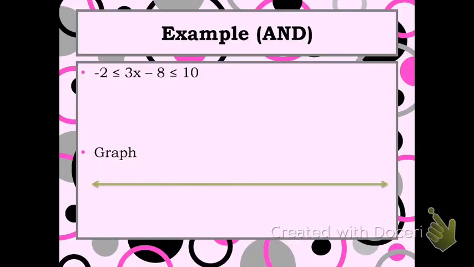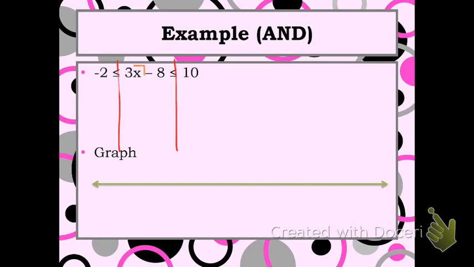Next, we're going to practice solving some compound inequalities so that we can graph them. First, we have negative 2 is less than or equal to 3x minus 8, which is less than or equal to 10. In terms of solving this inequality, you're going to do the exact same thing that you did when you were solving regular inequalities earlier in this lesson, except that it's almost like you're splitting this up into 3 parts instead of 2 sides of the inequality. And you're still going to use inverse operations.